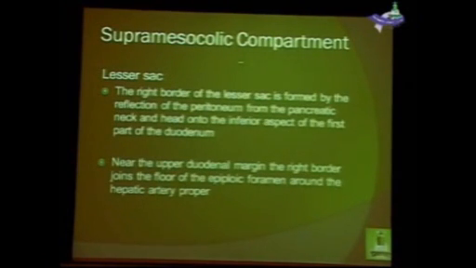The right border of the lesser sac is formed by the reflection of the peritoneum from the pancreatic neck and head onto the inferior aspect of the first part of the duodenum. So at the neck of the pancreas, a peritoneal fold forms, and then it's reflected into the duodenum, and then it continues upward and laterally to form the hepatoduodenal ligament, which is the right border of the lesser sac.